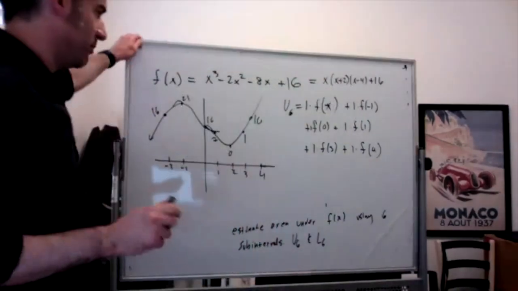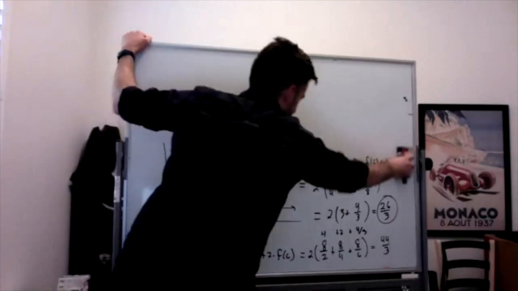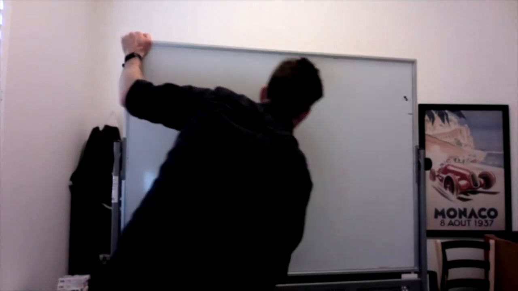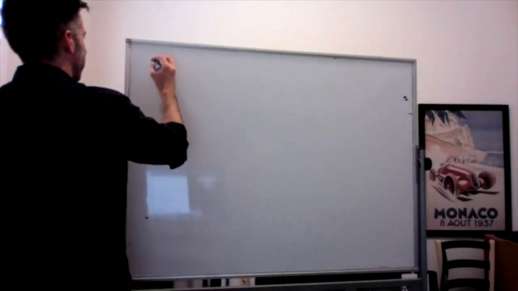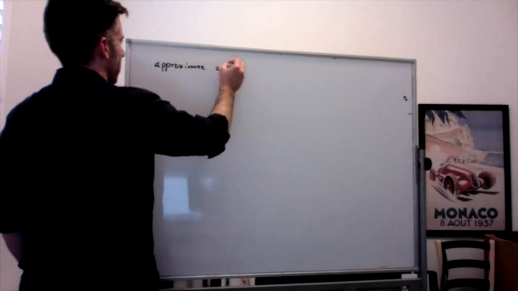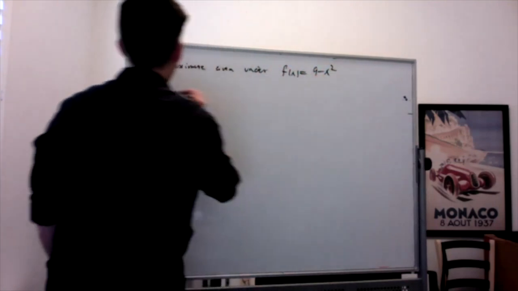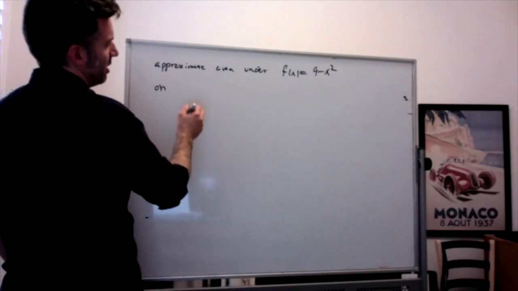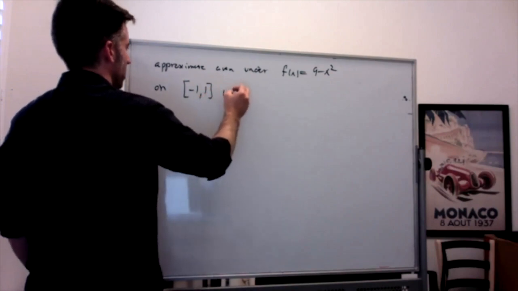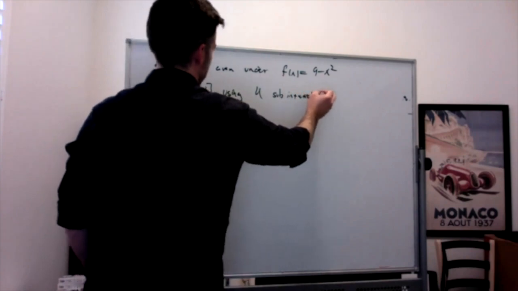Now, let me give you one more example, so that I can give you something where we can actually calculate it. So let's do something slightly easier. I want to approximate the area under f of x equals 9 minus x squared on the interval from -1 to 1 using 4 subintervals. And we will do both upper and lower sums here.